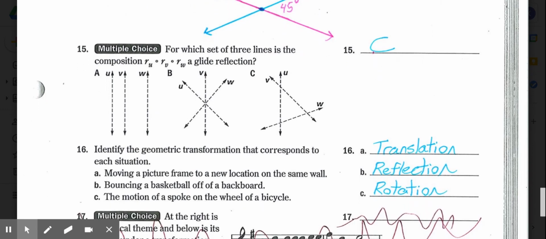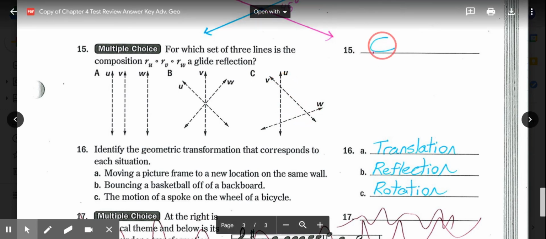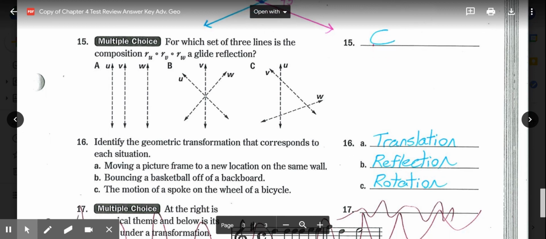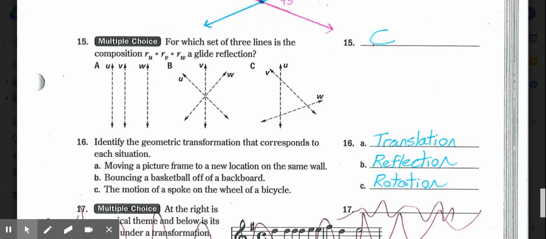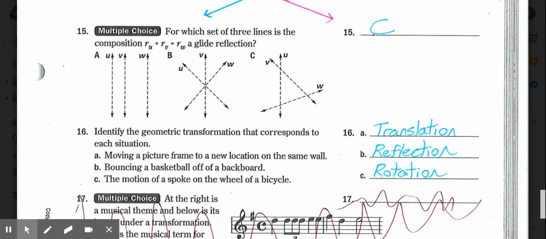In 15, it says, for which set of three lines is a composition reflection over U following reflection over V following reflection over W a glide reflection? So which option below, A, B, or C, would give us a glide reflection? It would be C, the one that intersects at 3 different points. So C is our glide reflection. Letters A and B would both give us reflections, not the glide.